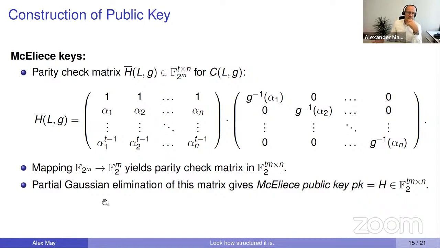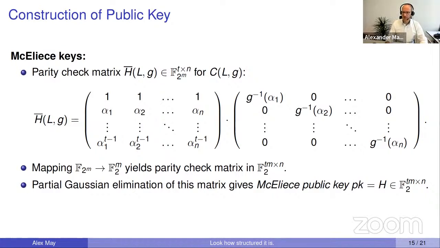In order to destroy the structure, we do a partial Gaussian elimination. In the parity check matrix that we get after this transformation, we do a Gaussian elimination such that we get the tm times tm identity matrix on the left-hand side. But that's all already, right? So this really defines the public key. We get a parity check matrix for this code, and this in turn allows us to get some codewords of the code. And this is used in our attack in a minute.